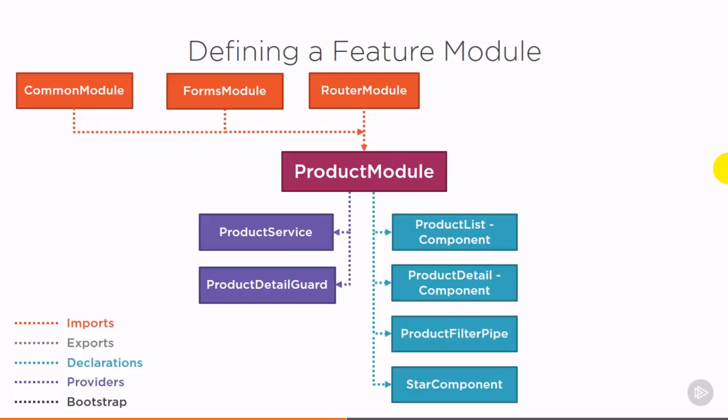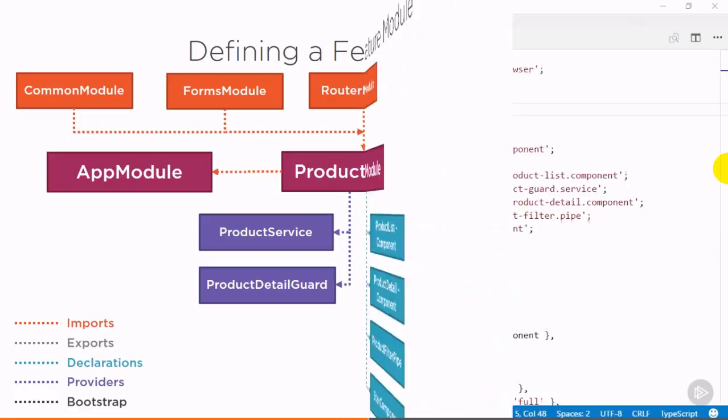What's that? Imports array, did you say? That's correct. We need to import the product module into the app module. That extends the app module with the product module features. Want to try this out?